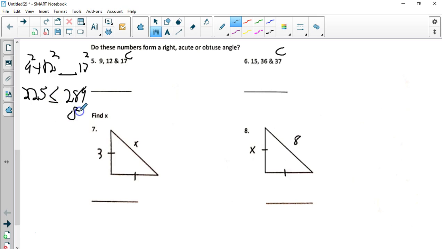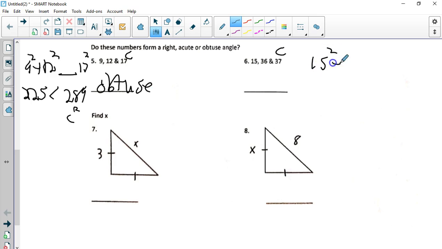My c squared is greater. Sorry, again, that should be a c. C squared is greater, not greater than or equal, that looks like. So c squared is greater, therefore it is obtuse. Remember, we always look at c squared. That's another nice little cheat board. If c squared is greater, it's obtuse. If c squared is smaller, it's acute. Just always look at c squared.